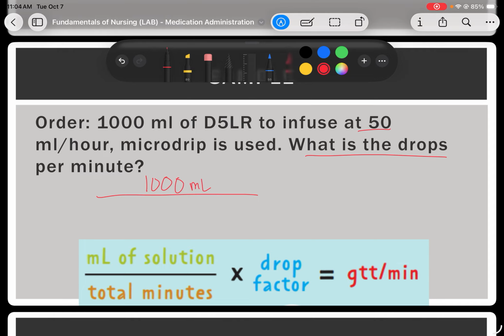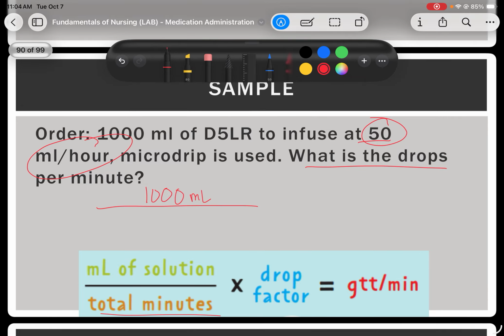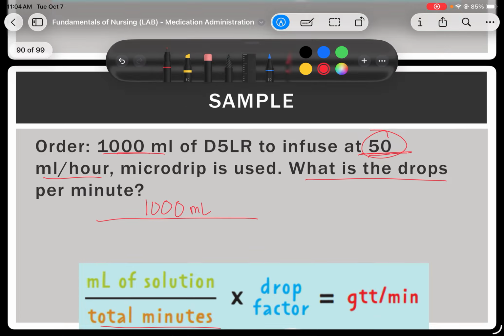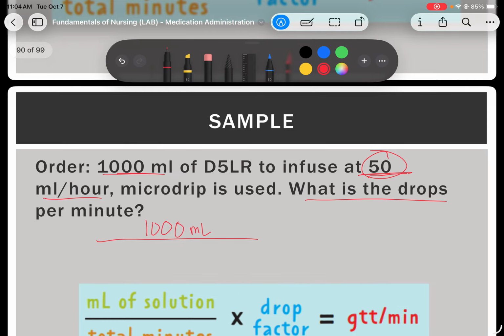Now, here is the question, class. It didn't say there the total number of minutes. What's placed here, class, is 50 ml per hour. So what do we do? We get the number of hours first. Now remember, I already know how much fluid is to be infused, 1000 ml, and I know how fast it will be infused. So I will divide that.